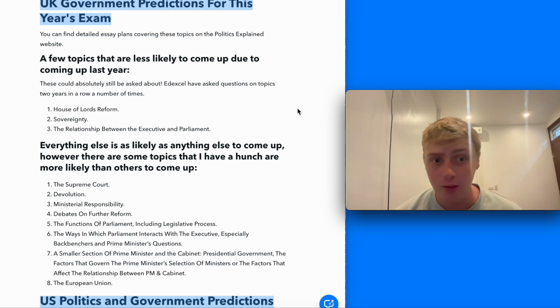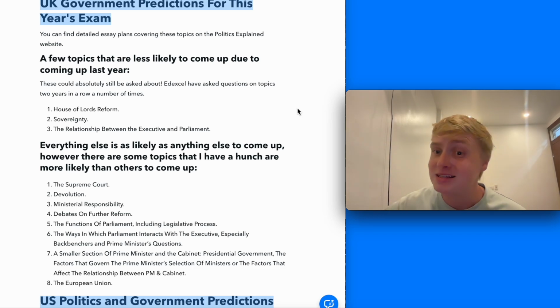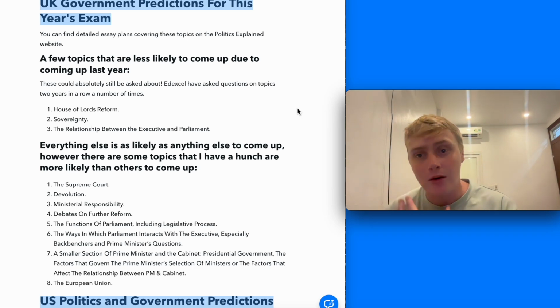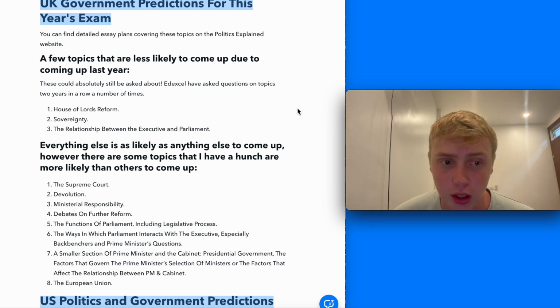Similarly, another big topic that hasn't come up in a couple of years is devolution. A really big, important topic that you should know well, and that's both about point 4 as well, debates about further reform. So it's about the success of devolution and how effective devolution's been in the process of devolution, but also how that links into the debates about further reform, particularly in relation to English devolution, but also maybe about giving more power to the existing devolved bodies as well.